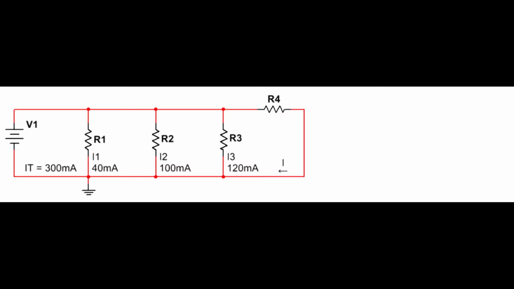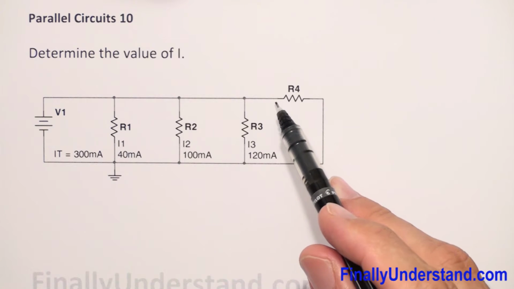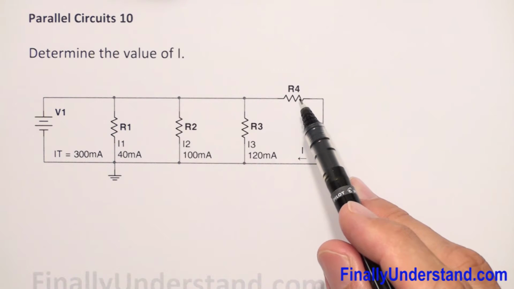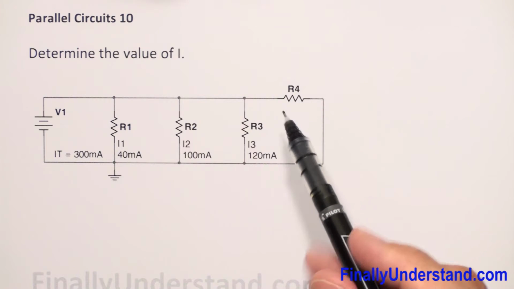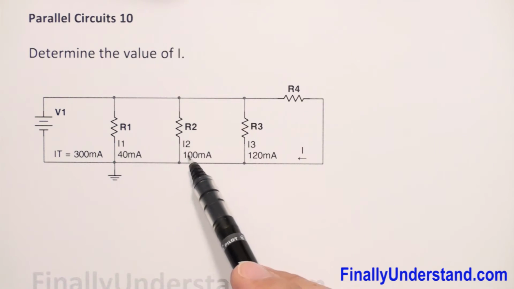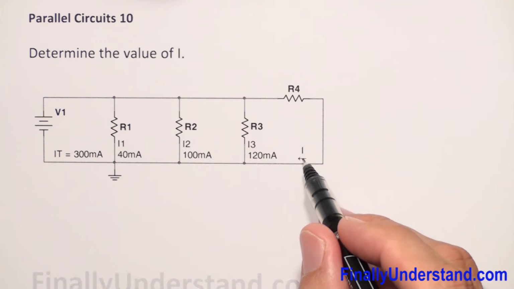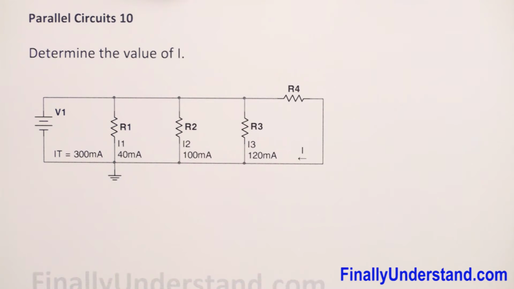Let's take a look at this example. This time we're supposed to find the current which will flow through the resistor R4. Please notice that I total is given, I1 is given, I2 is given, and I3 is given. I'm going to use KCL to solve the value of current I.